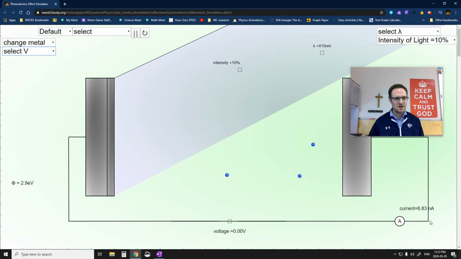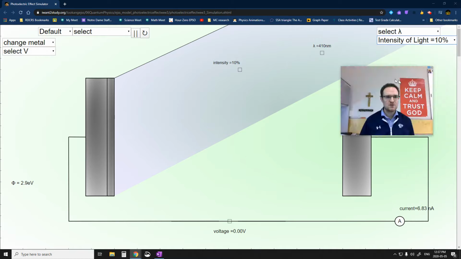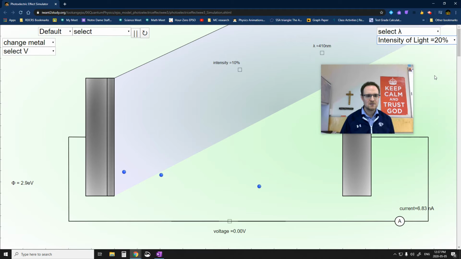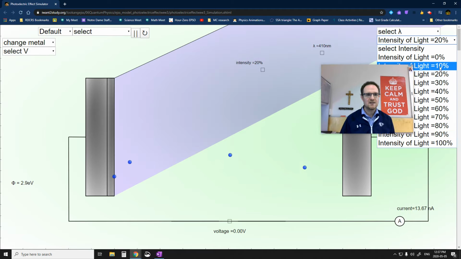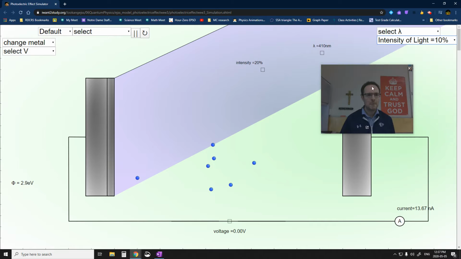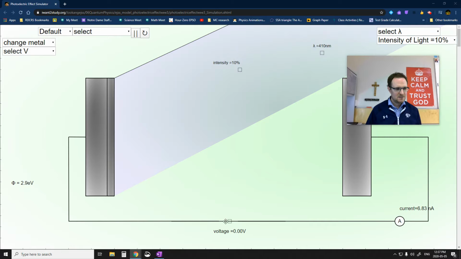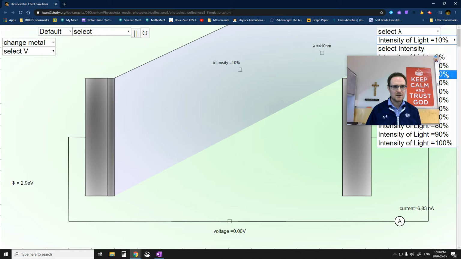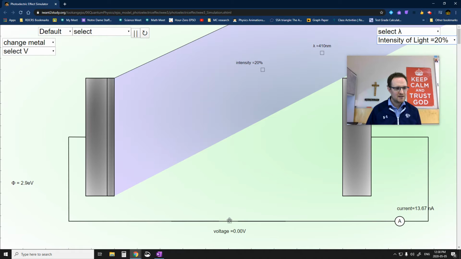The current is dependent on the frequency, or is it not the frequency, the intensity of light. So I have only a 10% intensity. So if I increase that, I should be able to increase the current. Yeah, so now I doubled my intensity, I doubled my current. Okay, because more electrons will be coming out. So maybe I'll put that back to 20% there, okay.